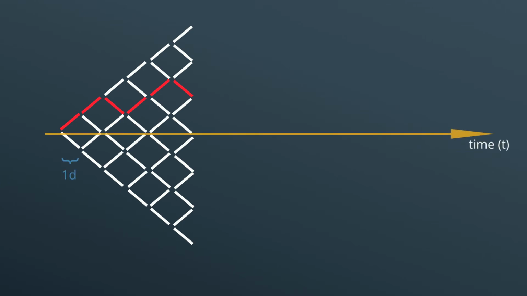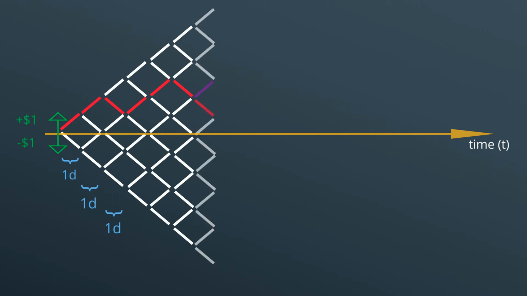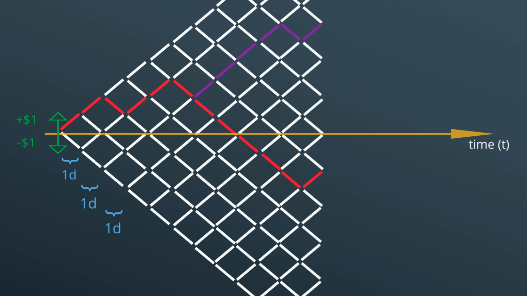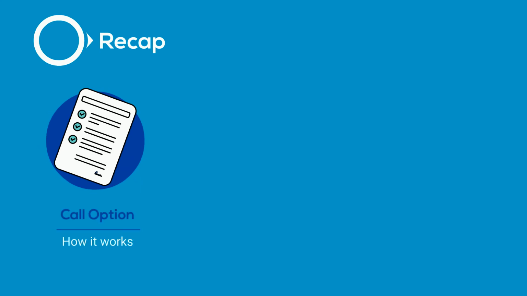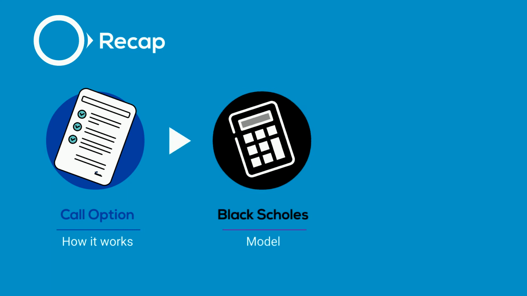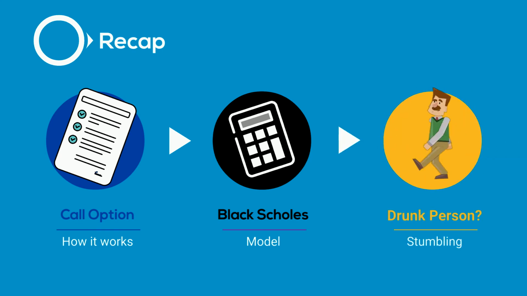Let's make two more assumptions. 1. Each step represents one day where the stock can move up or down, and 2. A stock can either move by only $1 each day. We can see that the more steps there are, the more likely that the stock may end up at a very high or low price. Let's recap what we have covered so far. 1. A call option gives the buyer the right, but not the obligation, to buy an underlying asset at the strike price, at some point in future. 2. The Black-Scholes model is used to price options, and there's possibly a drunk person hiding inside.